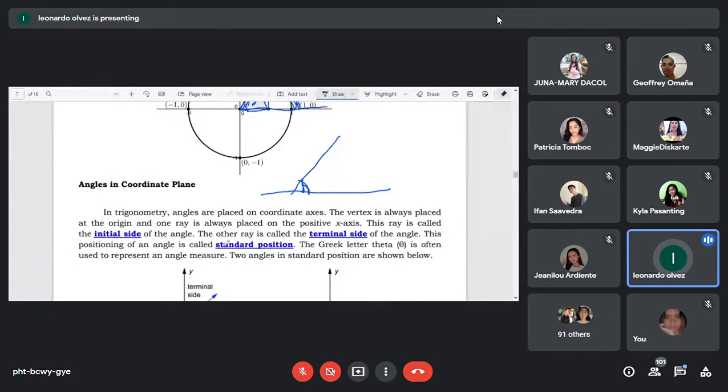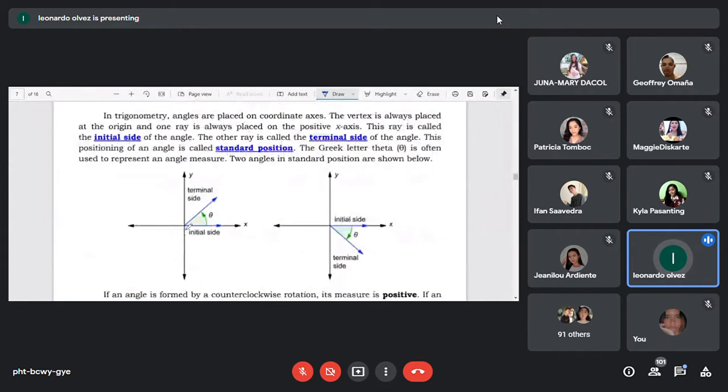This positioning of an angle is called standard position. An angle is in standard position if its initial side is at the positive x-axis, and its terminal side is wherever. As long as your initial side is at the positive x-axis, it is an angle in standard position. So your angle can be a positive or negative angle.